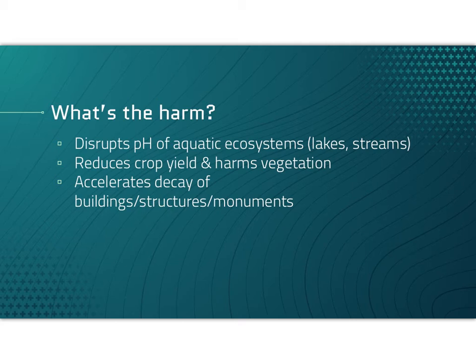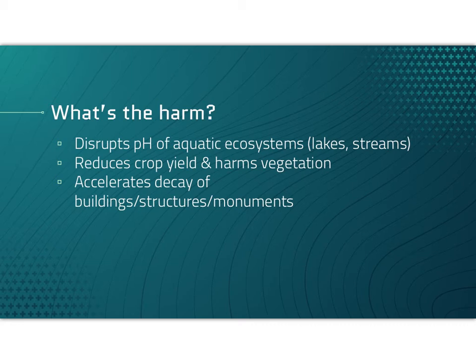So what's the harm? What's the problem with acid rain? The big one is that it disrupts the pH of aquatic ecosystems. Rain falls, soaks into the ground, or runs off into rivers. Streams feed rivers, and rivers feed lakes. It basically starts to concentrate our acid, making it more and more acidic. This is not good. Fish don't want to live there. Things don't want to grow in an acidic environment, so we start killing off some of our species.